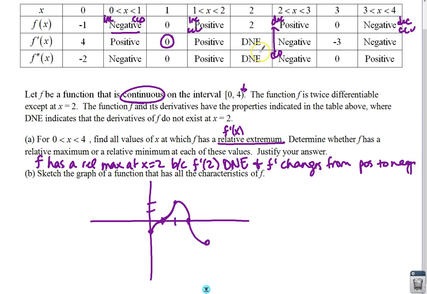Let's check the last number, at 3. At 3, my derivative is equal to -3, so that's not even a critical number. So my only two critical numbers were 1 and 2. My sign did not change at 1, but it did change over 2 on my derivative. Therefore, I have a relative maximum at 2. Okay? So that is a quick recap.